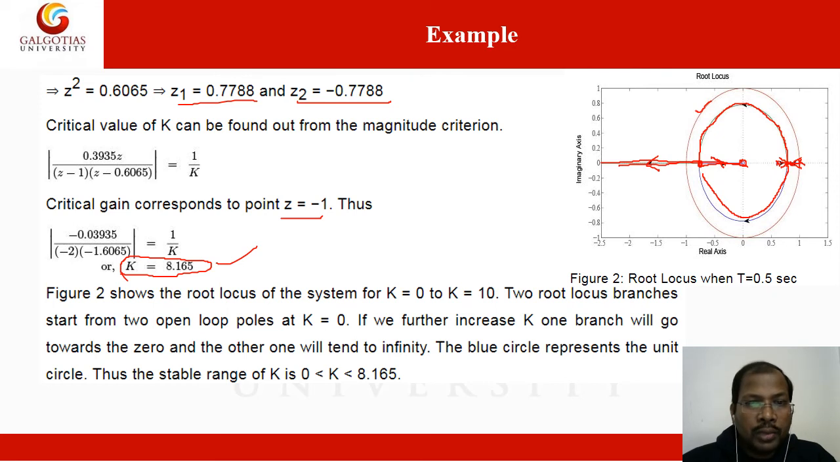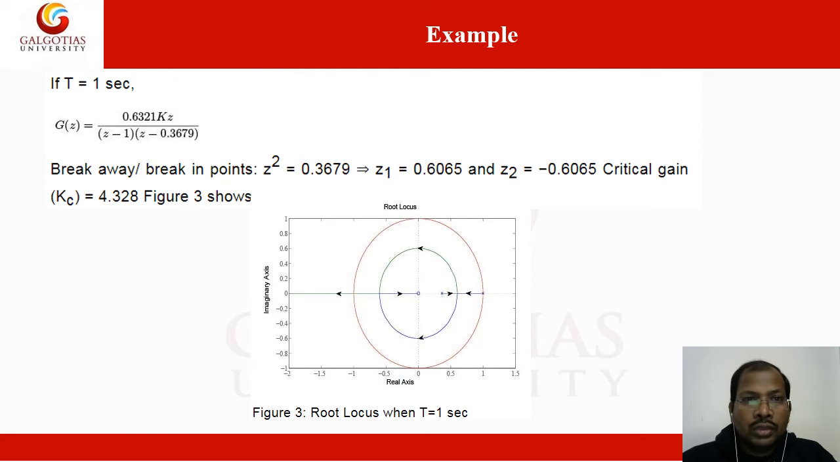The circle intersects with both the lines. So the stable range we can find out here lies between k 0 to 8.16. So using this equation we can obtain the root locus of the system. The same they have given here, and the breakaway point they have calculated with all the terms.